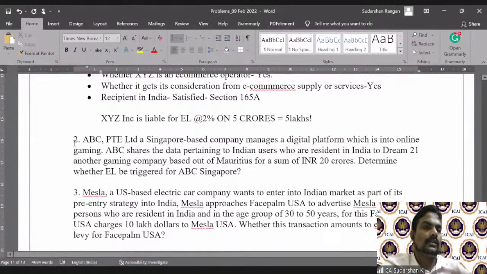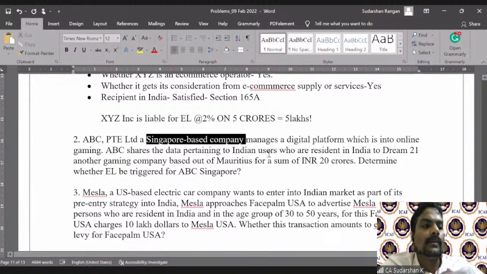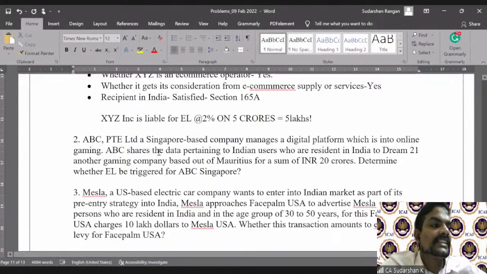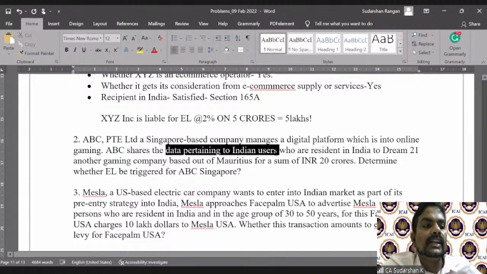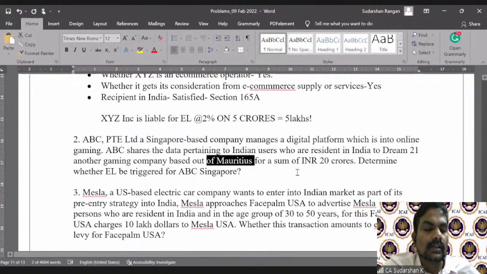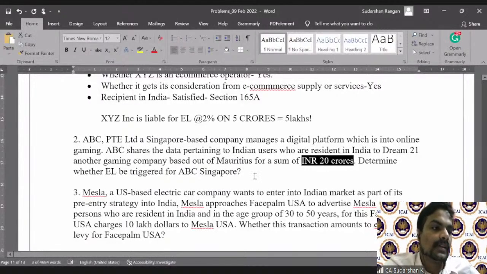Let's move to the second, to see the further scope of EL 2.0. Question number 2: ABC Private Limited, PTE Limited, a Singapore-based company, manages a digital platform which is into online gaming. ABC shares the data pertaining to Indian users who are resident in India with Dream21, another gaming company based out of Mauritius, for a sum of INR 20 crores. Determine whether equalization levy will be triggered for ABC Singapore.